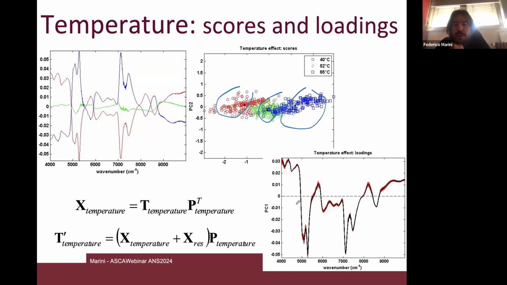In this case, these peaks with negative loadings have higher intensity when the pasta is dried at a lower temperature, and these have higher intensity when the pasta is dried at a higher temperature, and of course vice versa occurs in moving from higher to lower temperature. So in moving from lower to higher temperature, these wave numbers decrease in their intensity, and these wave numbers increase in their intensity.